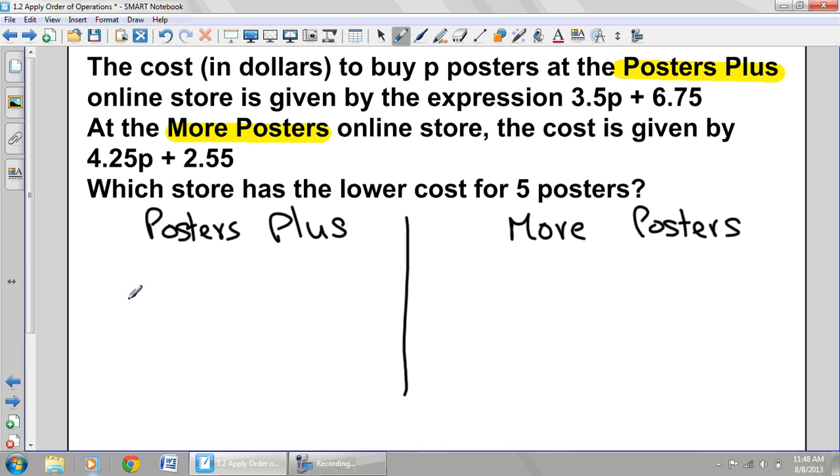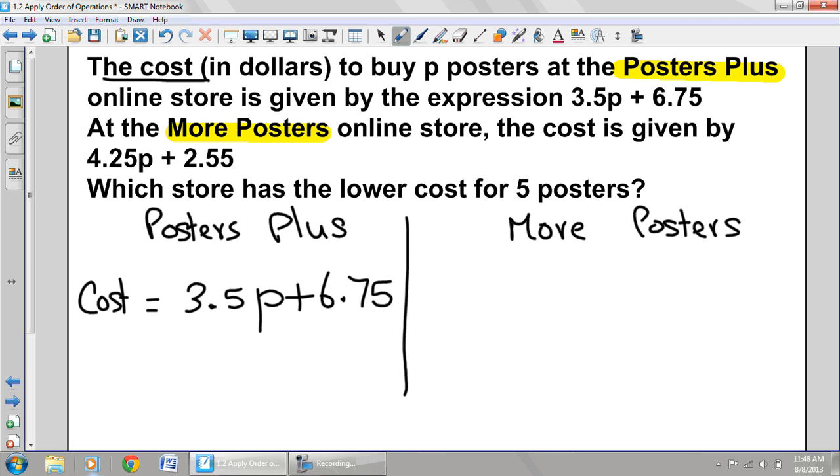So the first one, the cost to buy p posters is given by the expression 3.5p plus 6.75. So the cost will be 3.5p plus 6.75. In the second store, the cost is given by a different expression. So the cost in this case will be 4.25p plus 2.55.